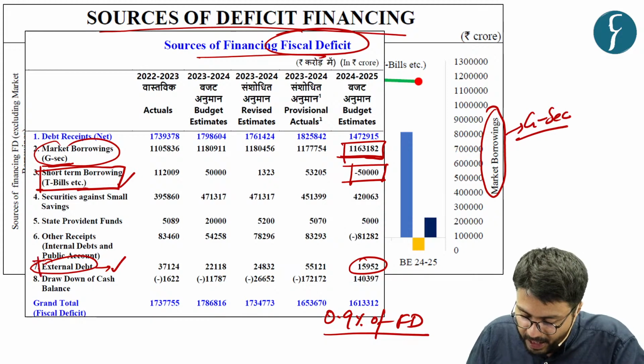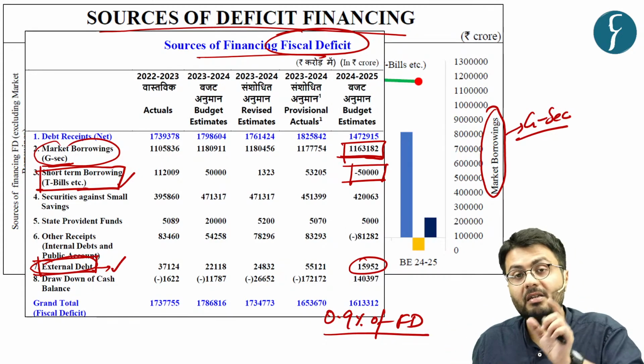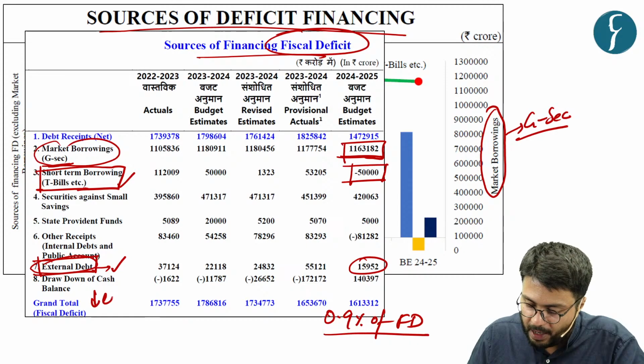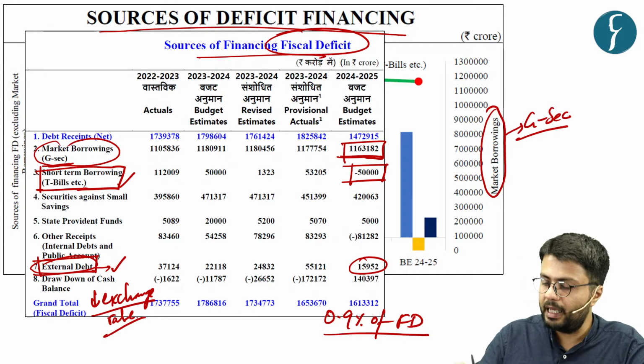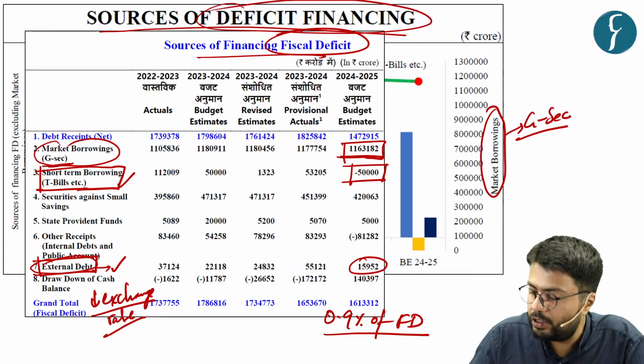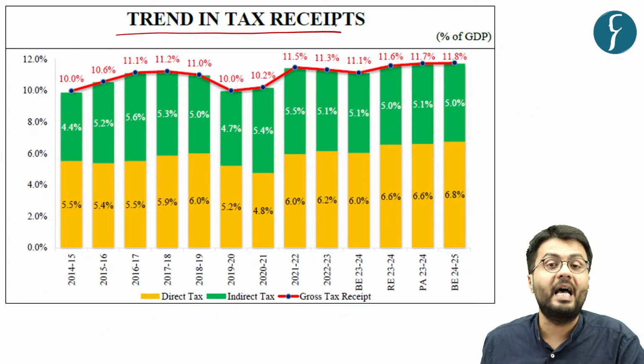Further, as the government is relying more on internal sources of debt rather than external debt, it has also reduced the exchange rate risk of India's total borrowing. So these are the highlights related to sources of deficit financing. And with this, we move to trends in tax receipts.